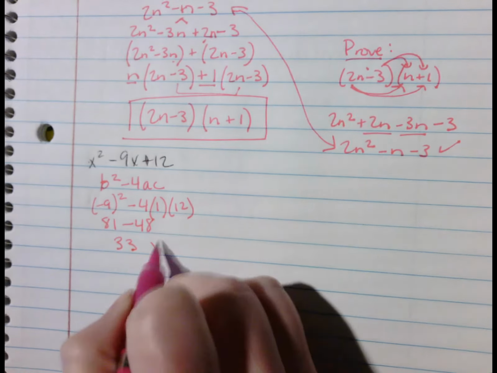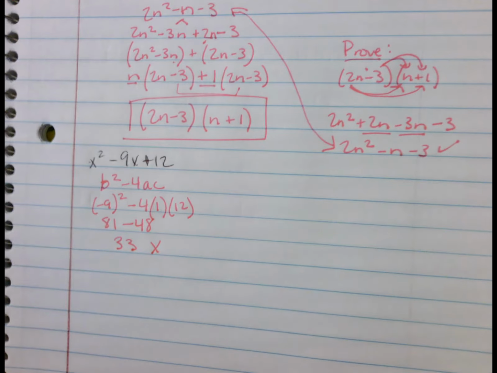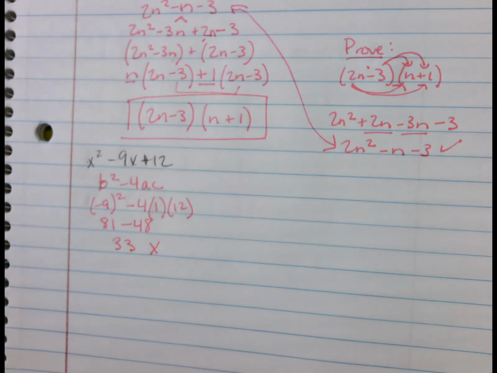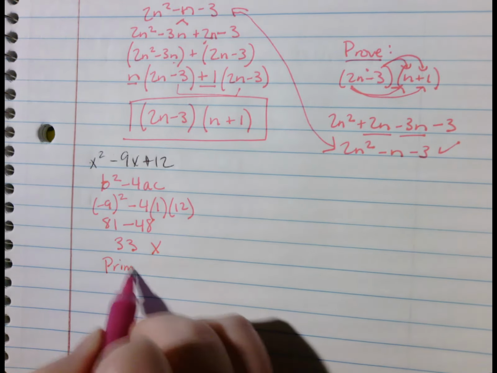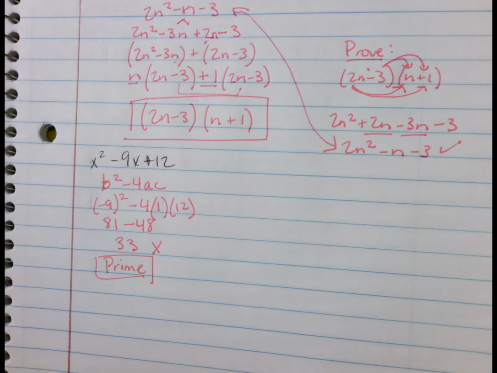33 is not a square, so this cannot be factored any further. We're just going to have to call it prime. Okay? So remember, always do that factor test because you don't want to be trying to find two numbers that multiply together to equal 12 and add to equal negative 9 and realize that you don't have anything that works.